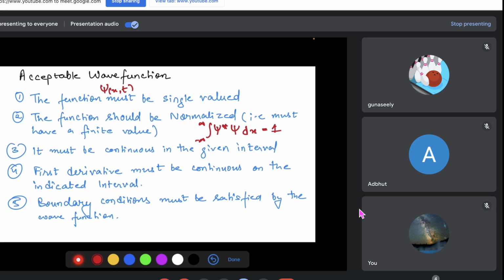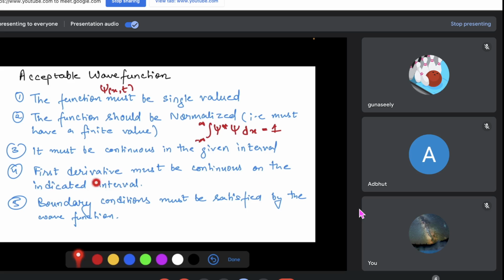That is, it must have a finite value, and by finite value I mean that for every single value of x, psi(x,t) should have a single value at a particular x. And again, it must be continuous in the given interval. For this, my wave function should be continuous in the given particular interval for it to be an acceptable wave function. The fourth point is that the first derivative must be continuous on the indicated interval.